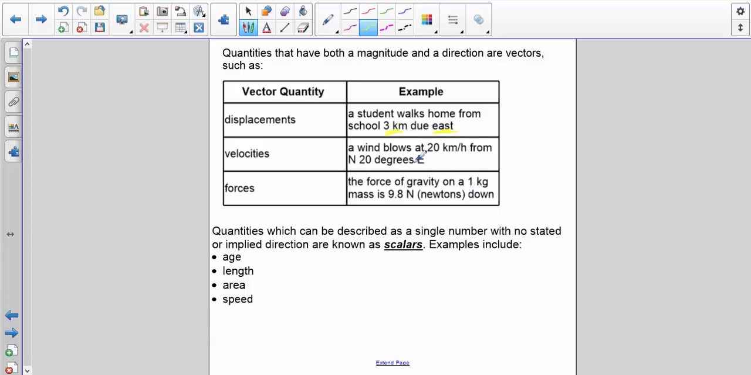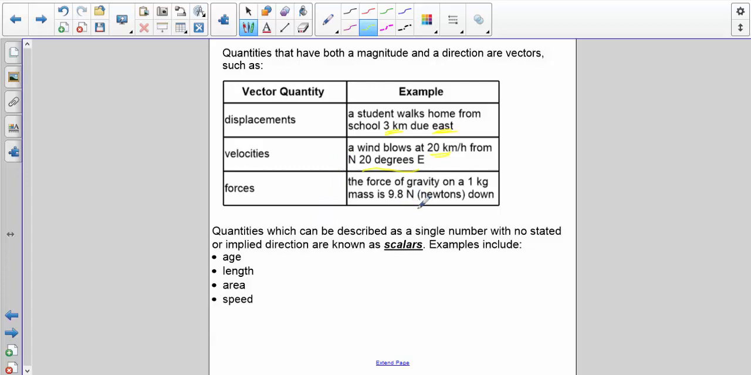Similar here with velocity, right? Velocity gives us a magnitude. That magnitude is a speed, and it's given a direction, north 20 degrees east. So that's the distinction between speed and velocity. Speed is a magnitude. The vector would be our velocity, because velocity has speed and direction attached to it.